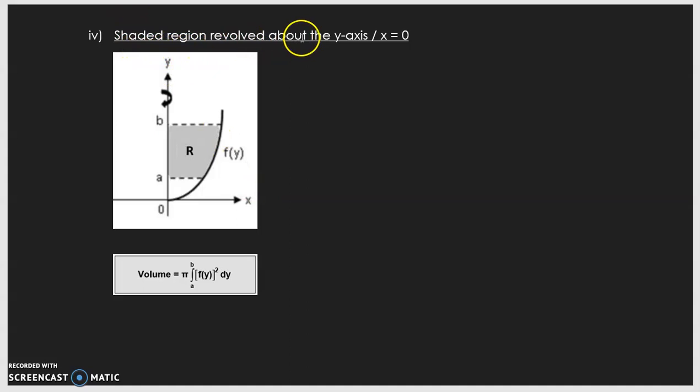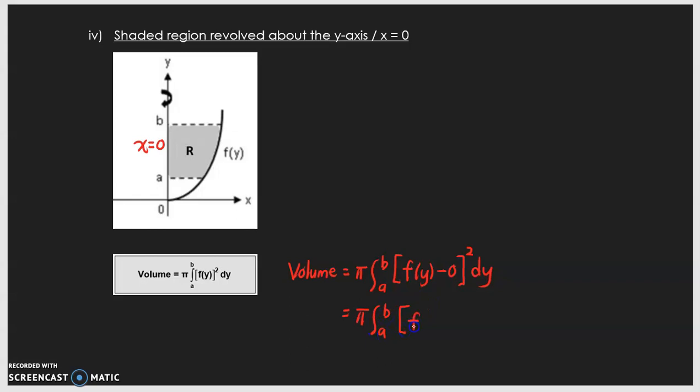If the shaded region is revolved about the y-axis, or x equals 0, in this case, here is x equals 0. So actually the volume is equal to pi integrate from a to b. The function must be in terms of y, f(y) minus 0, because our k is 0, with respect to y. So here we have squared, or I can simplify as pi integrate from a to b, f(y) squared with respect to y, because our k is 0.